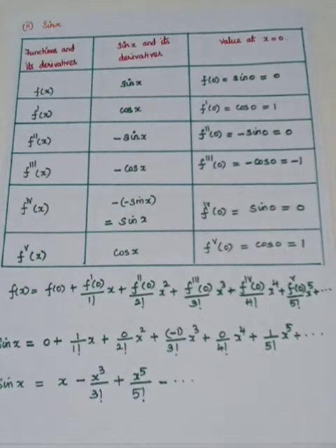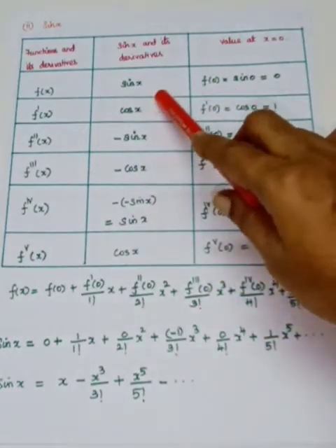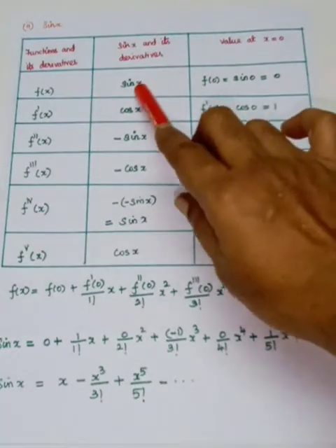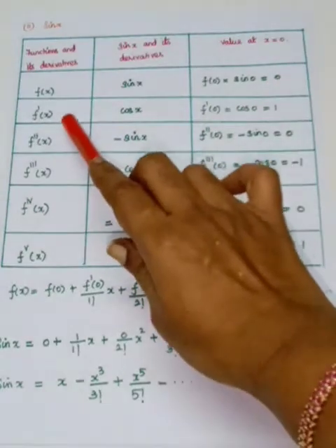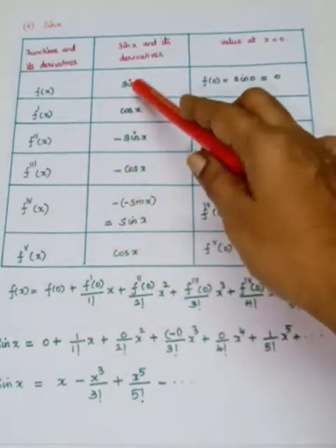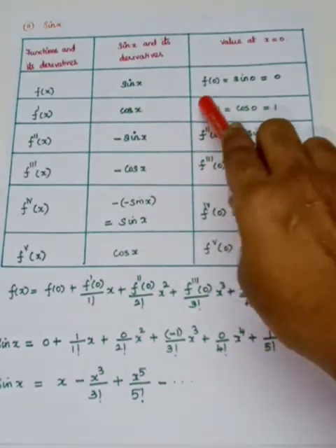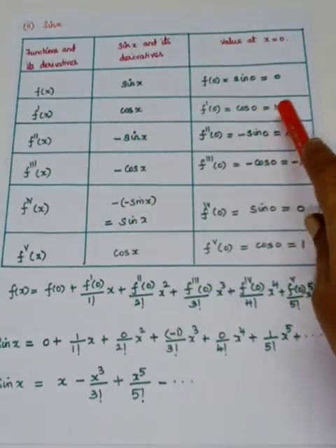The next one is given as sin x. In the same way, you have to make a tabular column. First, f of x is sin x. Here you can mention f of 0. Sin 0 is 0. And f dash of x, you have to differentiate f of x. The differentiation of sin x is cos x. So you are going to substitute for f dash of 0, x as 0. So cos 0 is 1.